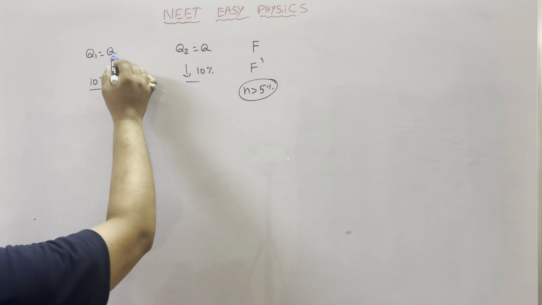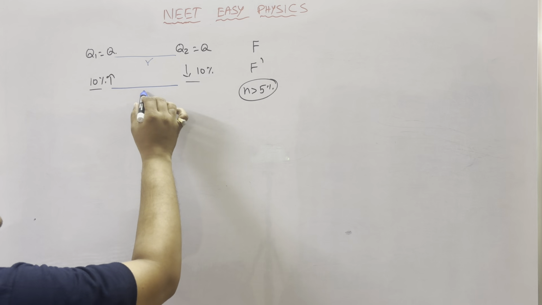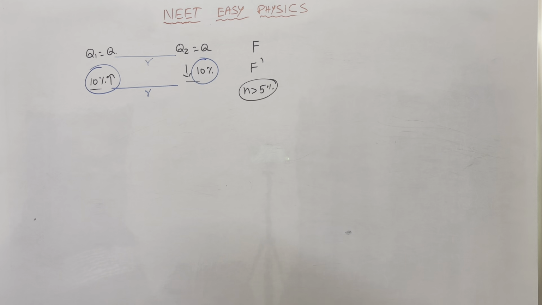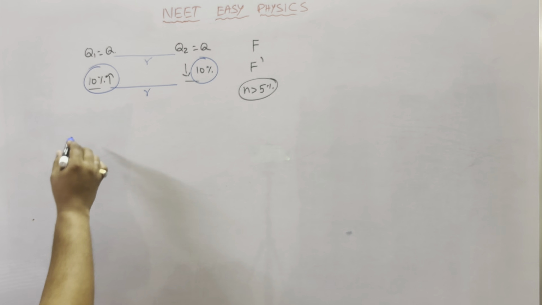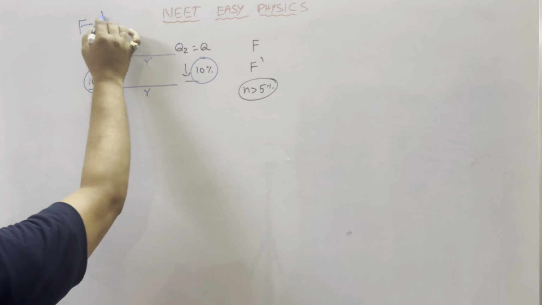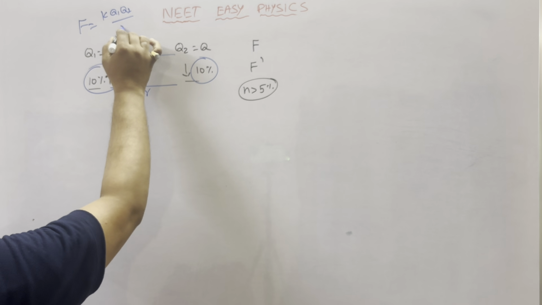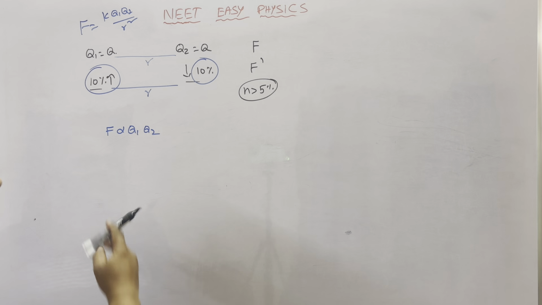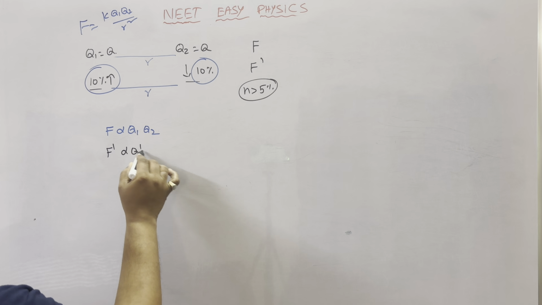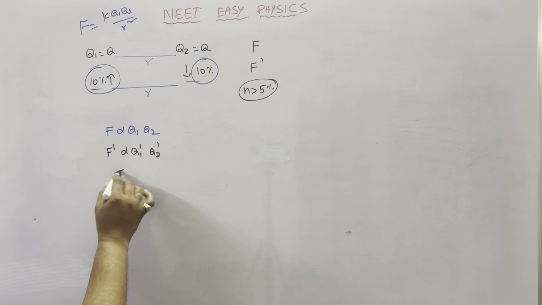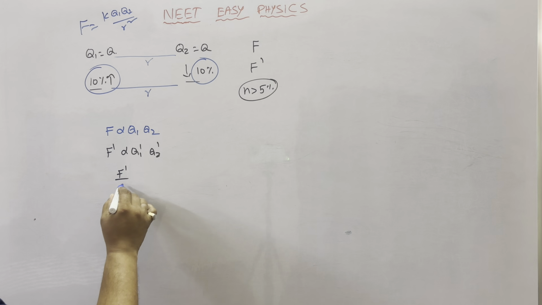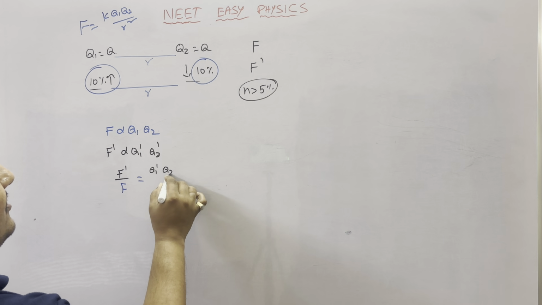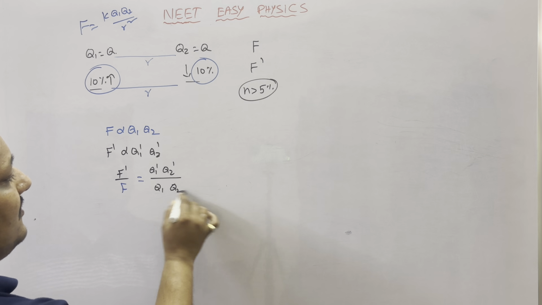Now, without changing the distance, here they only increased the percentage of one charge and decreased the percentage of the other. Therefore, we have to take directly our formula. F is equal to K Q1 Q2 by R square. In this, F is directly proportional to Q1 Q2, and F dash is directly proportional to Q1 dash Q2 dash. Now F dash by F is equal to what you are going to write? Q1 dash Q2 dash by Q1 Q2.